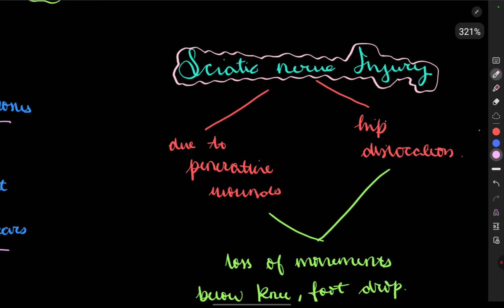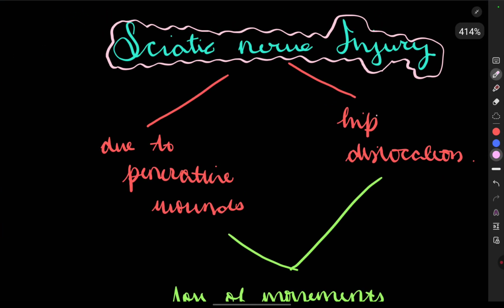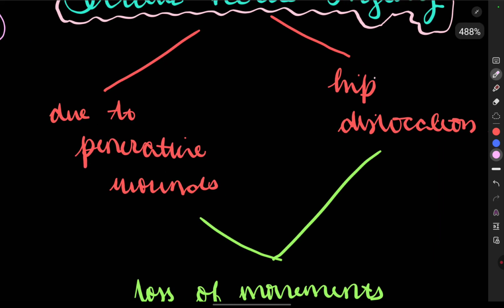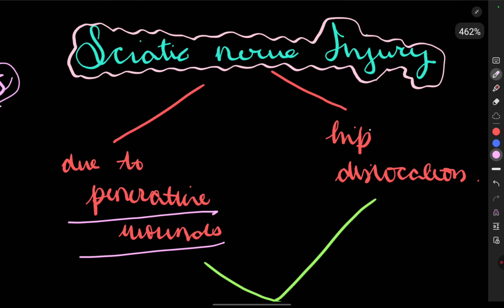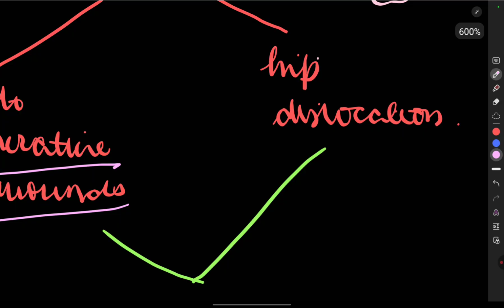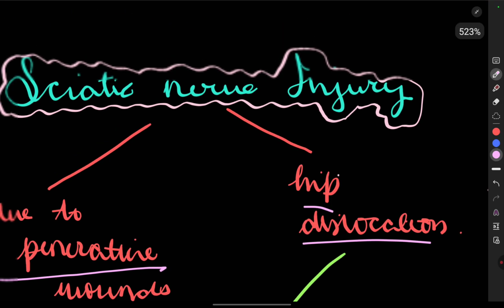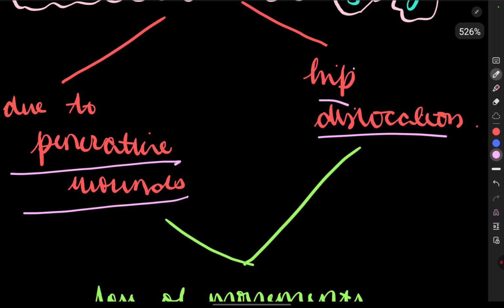Now we are going to see sciatic nerve injury. See, sciatic nerve compression and sciatic nerve injury are two very different things. Do not get confused. Due to penetrative wounds, sciatic nerve injury can occur, like accidents, stabbing, etc. Hip dislocation also is a cause for sciatic nerve injury.